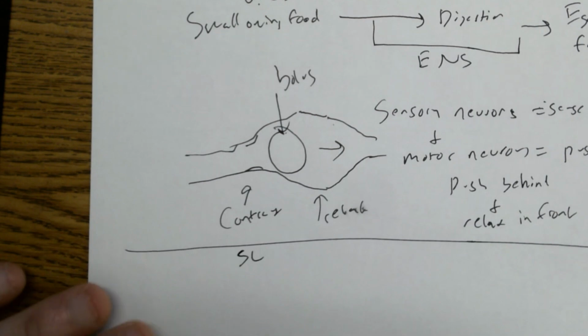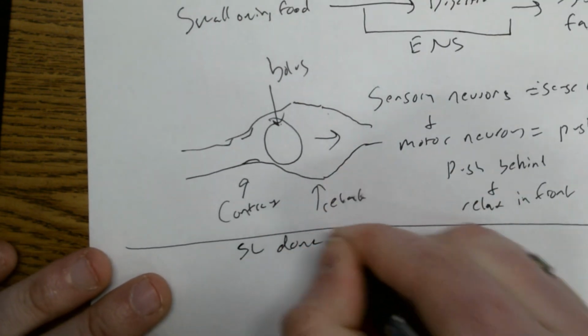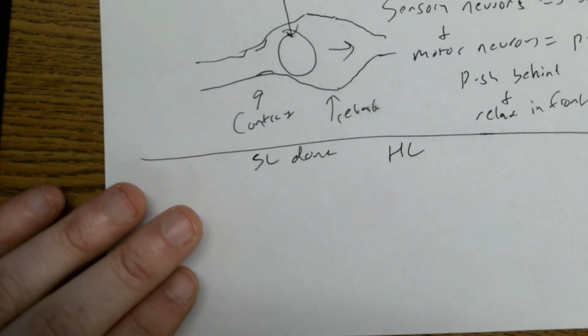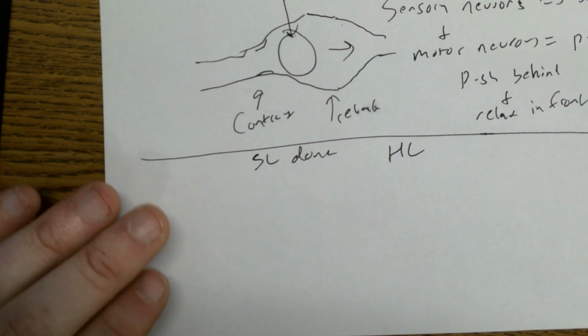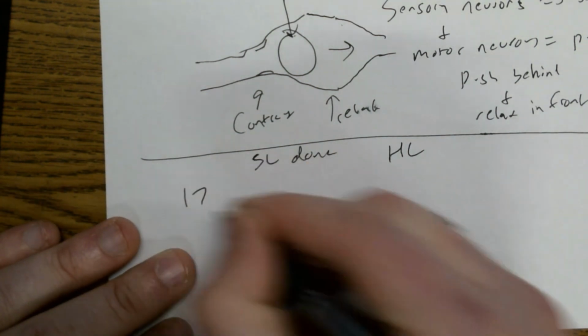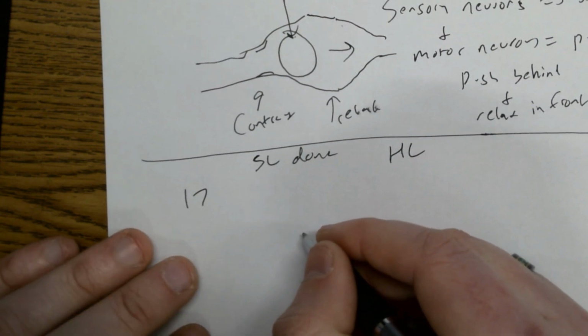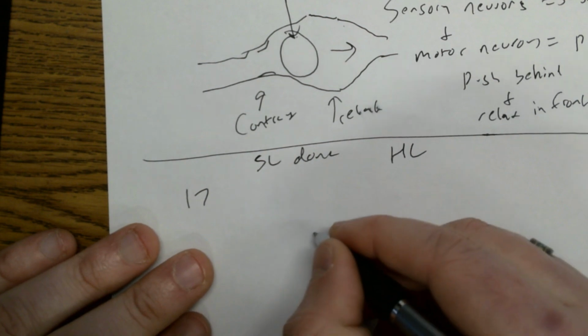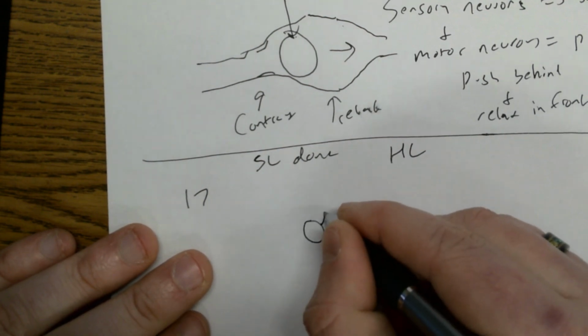Yay, you don't need to know anything about plants. SL is done. Now we move on to the HL only. If you're in HL, it's time to talk about the plants. The first one is tropic responses in seedlings. Basically, you have your little seedling, and it's going to start to sprout.